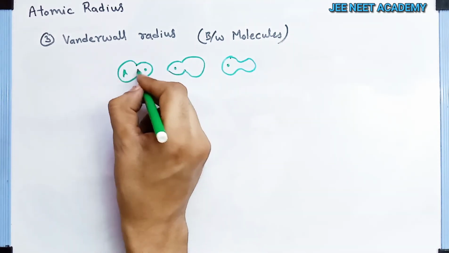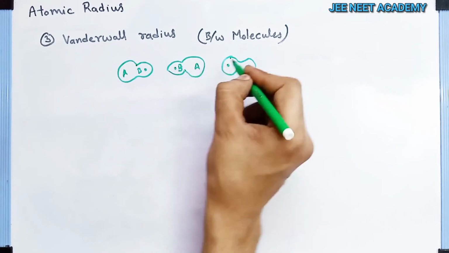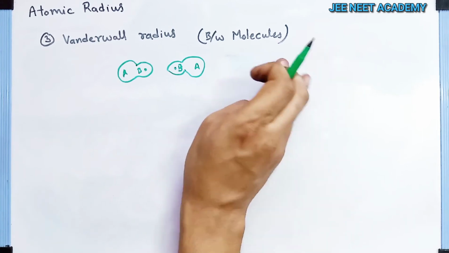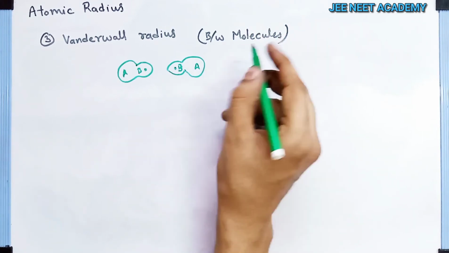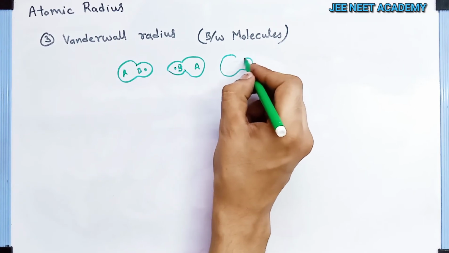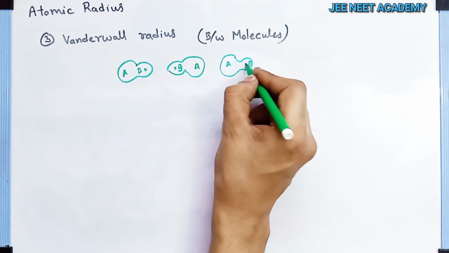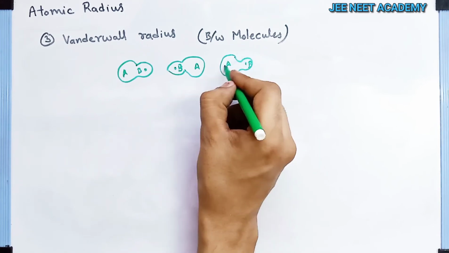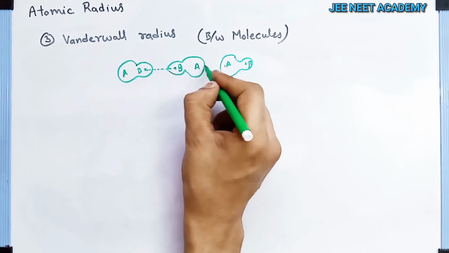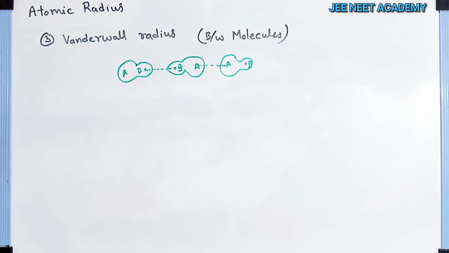This is A, this is B, this is B, A. This is not drawn perfectly, so I'll draw it again. This is A, this is B. So these atoms, these molecules, are attracting each other with the van der Waals forces.